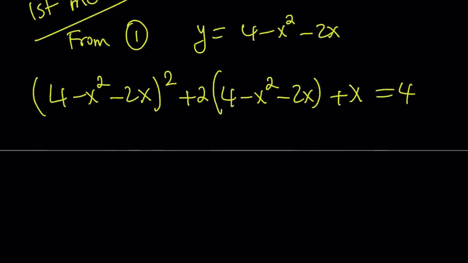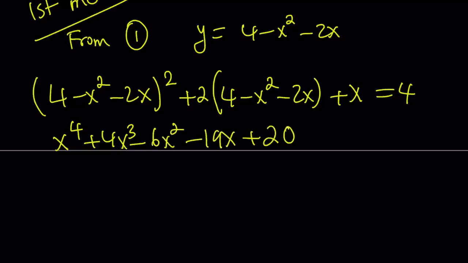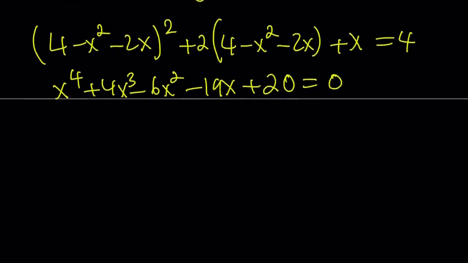Now, when you distribute, let me give you the equation from here to save you the trouble. If you expand this, simplify this, combine like terms, and so forth, you get the following quartic equation. You get x to the 4th power plus 4x cubed minus 6x squared minus 19x plus 20 equals 0. That's easy, you can do it.